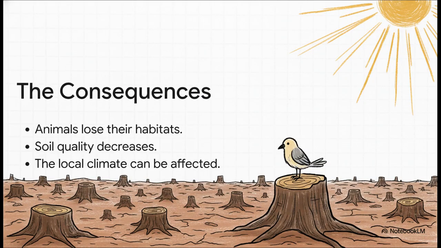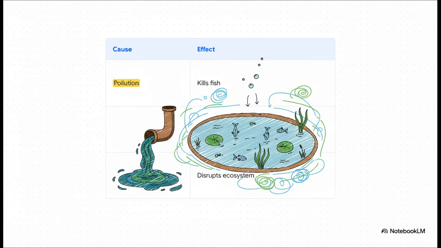And the effects are immediate. Animals lose their homes. The soil quality plummets because there's less material for decomposers to work with. You can even change local weather patterns. By removing just that one piece, the whole structure starts to crumble. And it's not just giant forests. It works the same way in that little pond. You add some pollution, an abiotic change, and the effects cascade. It kills some fish, which then reduces the oxygen in the water, which then affects all the other life in the pond. See? It's a chain reaction.